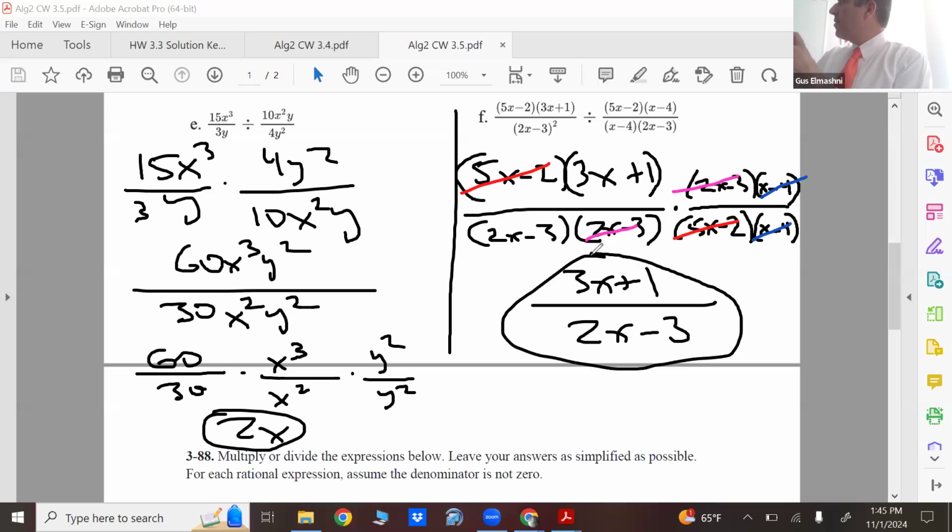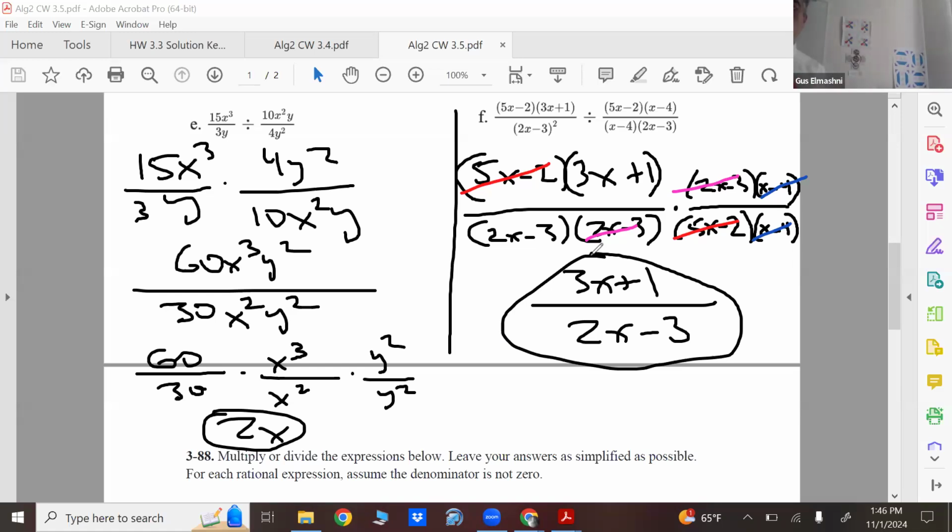Okay, here's part F. Should come out nice and clean. Don't FOIL, please, because you can make it worse. So the first fraction I left alone, the second fraction I flipped. After I flipped, I saw an opportunity to cross off 3 pairs of things: 2x minus 3, 5x minus 2, and x minus 4. Leaving behind 3x plus 1 over 2x minus 8.